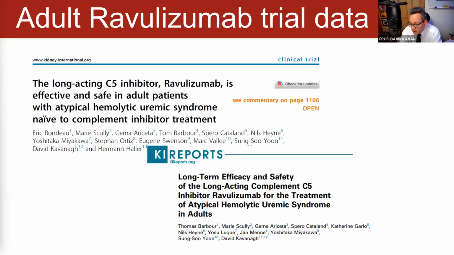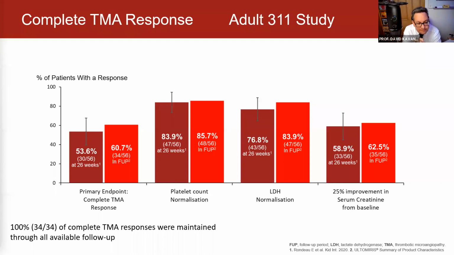So there has been 1 adult trial and 1 pediatric trial of ravulizumab, and we'll focus on the adult study first. This is the combined data at both 26 weeks and at last follow-up, a year, and you can see that primary response to ravulizumab at 26 weeks was only 53%. Platelet normalization was about 84%, LDH normalization 76%, and about 60% had an improvement in their creatinine greater than 25%. Really, there wasn't much improvement between 26 weeks and last follow-up, but it was important that if you did have a complete response to ravulizumab at the start, that was maintained throughout. So if you responded, you did very well thereafter.